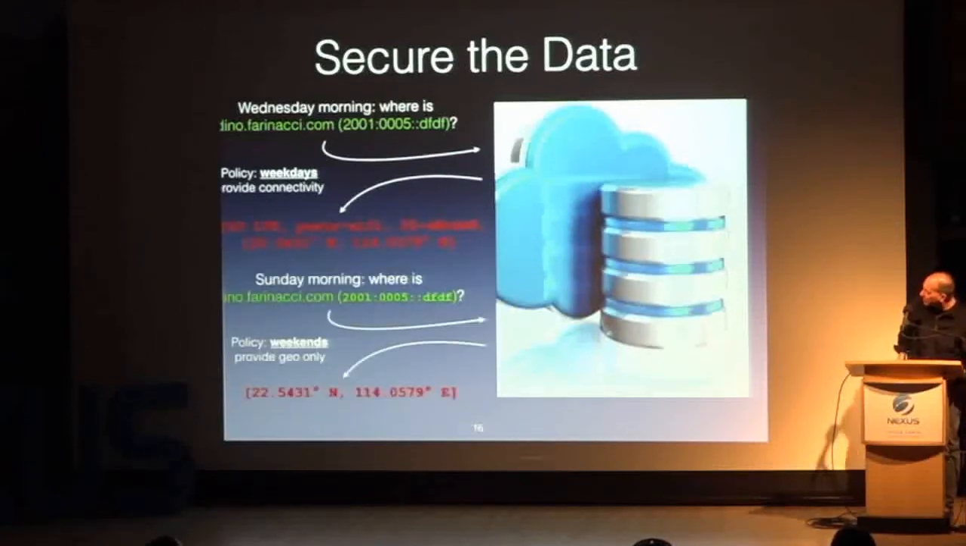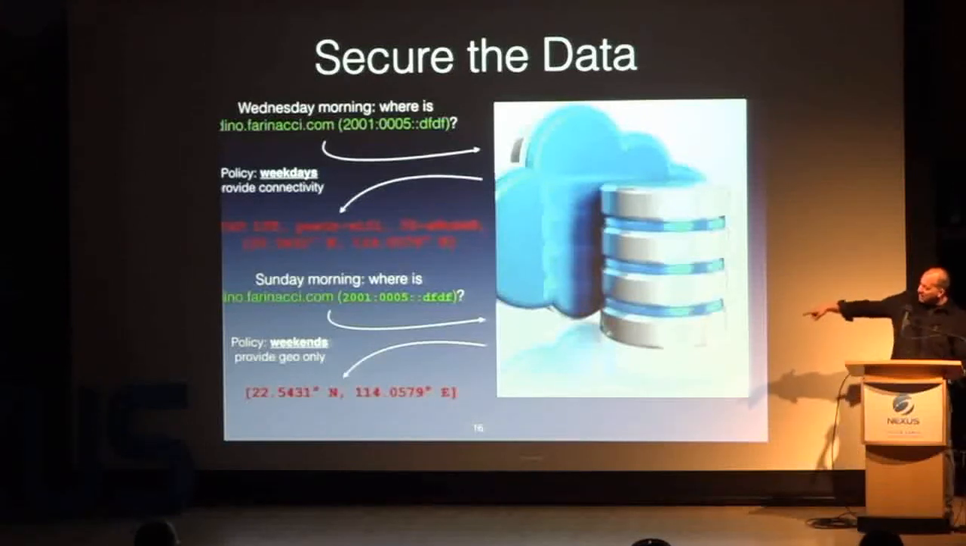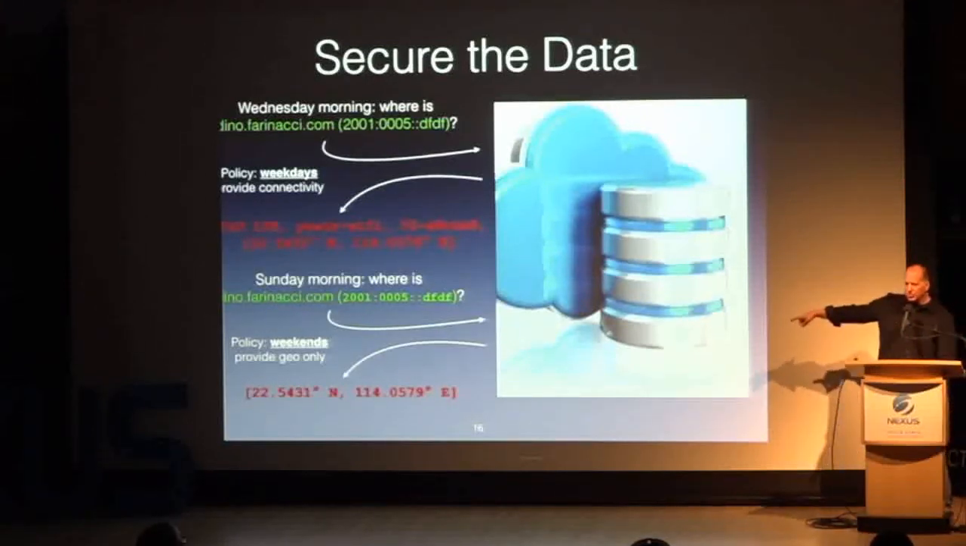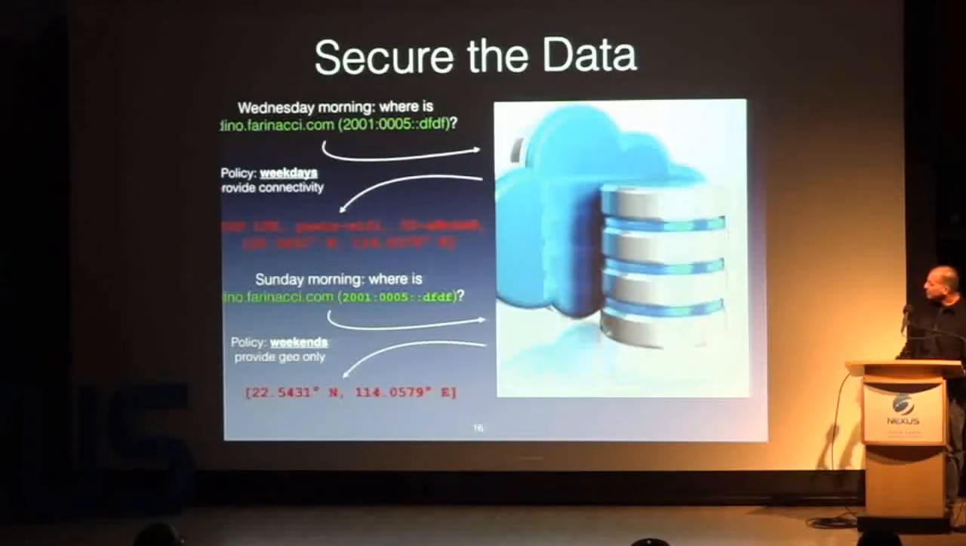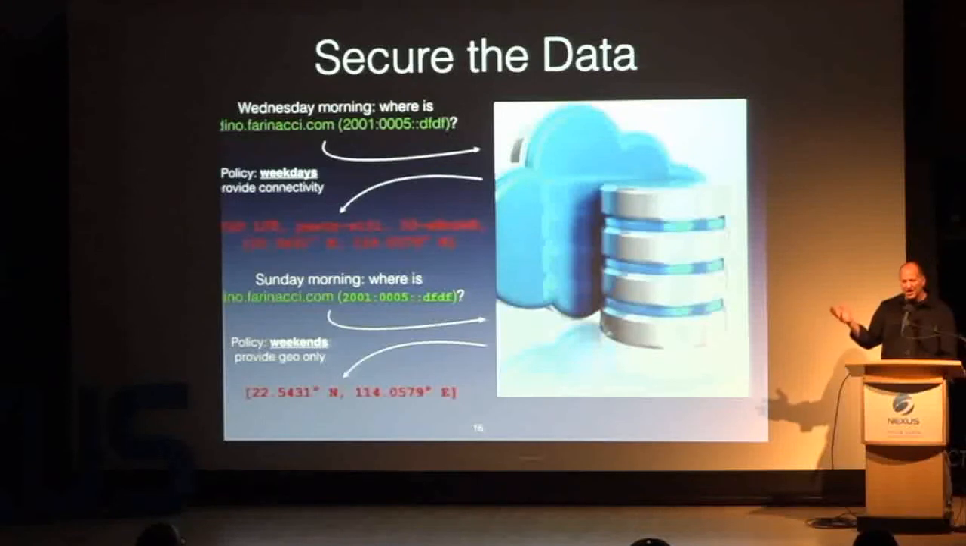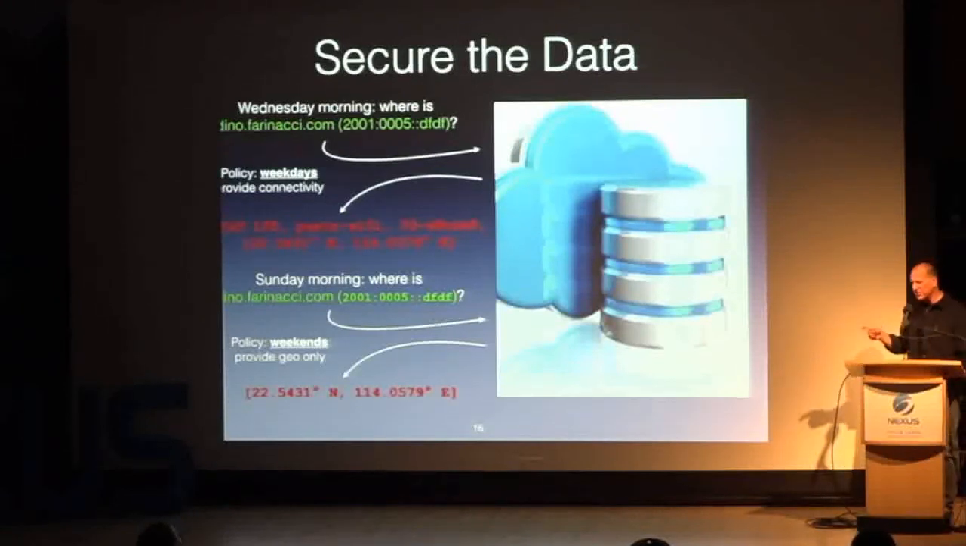But maybe the question is asked, where's Dino Farinacci? And it's asked on the weekends. And the weekend policy is, no, you can't get it. So maybe all you get back is a geo point, which means you can't send packets to it, but it's a geo coordinate. So this is just showing you, based on time of day, when you're allowed to send packets to somebody and when you're not.